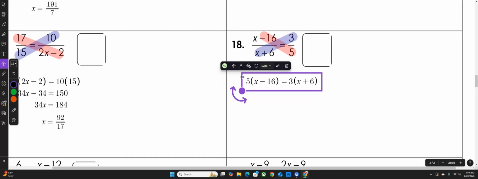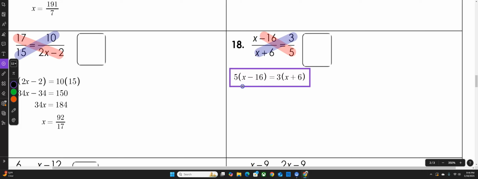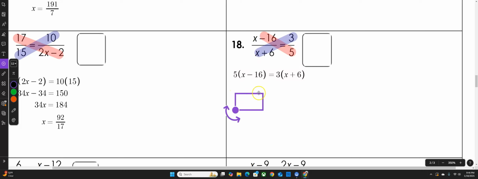And we are going to distribute our outside. 5 times x is 5x. 5 times 16 is 80. And then we're going to distribute on the right-hand side as well. So that's going to give us 3 times x is 3x. And we're going to plus 18.